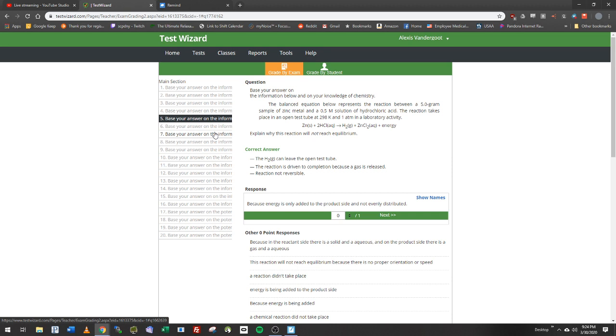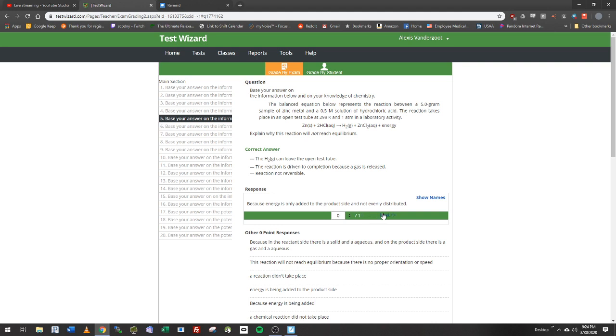So I was looking for you to talk about how this is not going to reach equilibrium. And if you read carefully, they're telling you that this is an open test tube. That wouldn't matter if all you had was a solid and an aqueous substance. But because you're producing a gas and this is an open test tube, this reaction will never reach equilibrium, because the gas is going to escape from the open test tube.